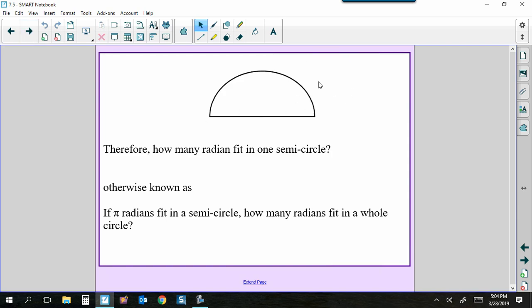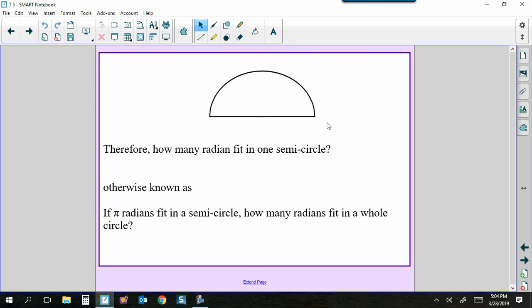We are going to first talk about how many radians make a circle. So we know 1 full circle is 360 degrees. How many radians would that be? Another thing you might want to think about here is that radian sounds a lot like radius. Maybe they're connected.